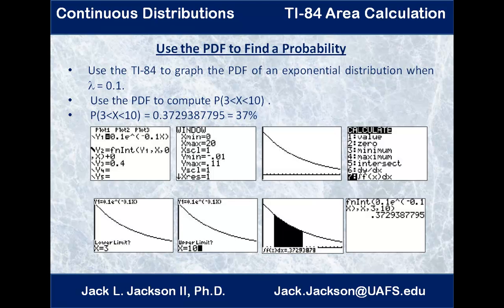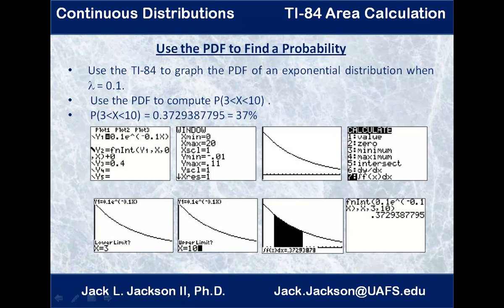So we just look at that and graph it. This time I may not want to go up as high, so notice I brought the top down, not from 1, but way down quite a bit to 0.11. And I graph that. Once I get a decent looking window, I just do second trace, which is calc. Choose number 7 and tell it the lower limit's 3, enter, upper limit's 10, enter, and it shades it for us and computes that probability.